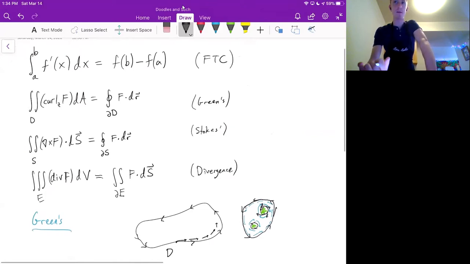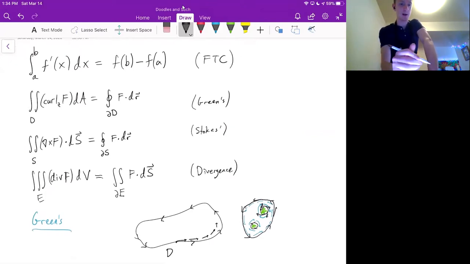Also true for the fundamental theorem of calculus, in the sense that if I integrated from b to a instead, I would not get f of b minus f of a, I'd have a negative answer. That's true for our line integrals and our surface integrals as well. If we choose the other orientation, the answer becomes the negative of what it was.